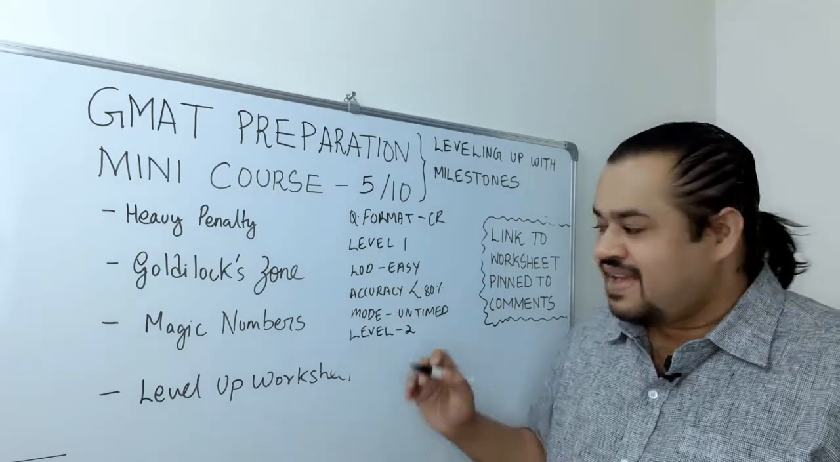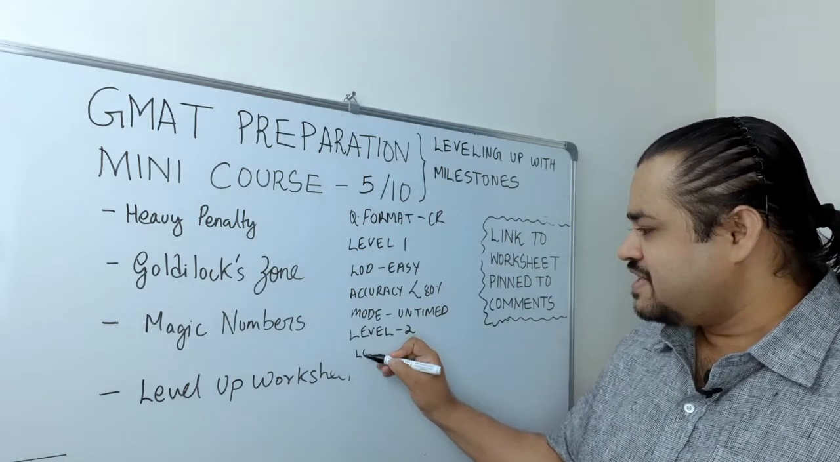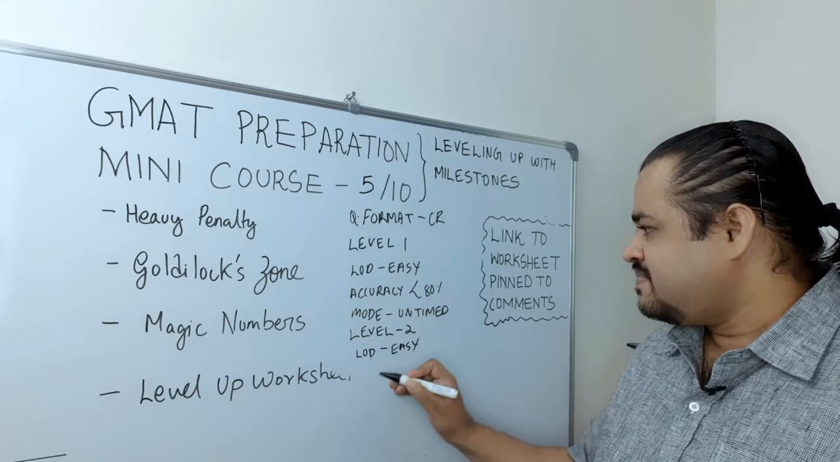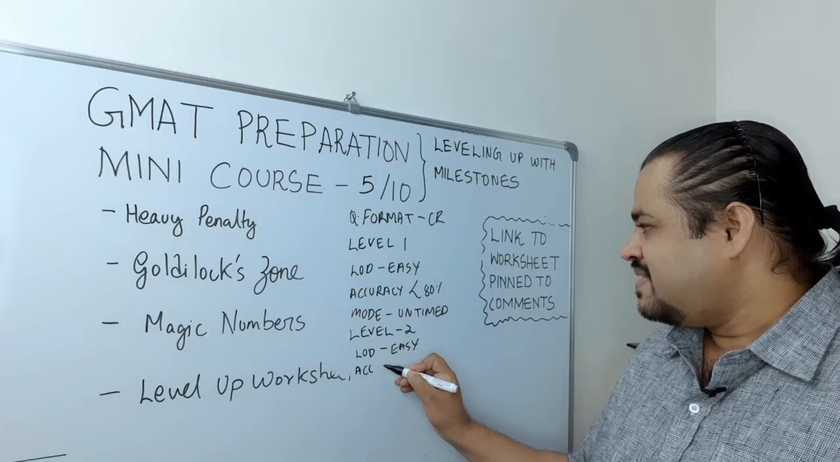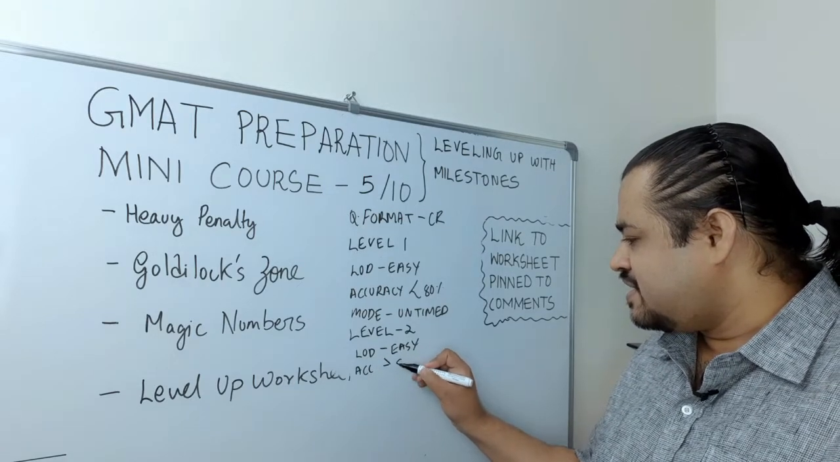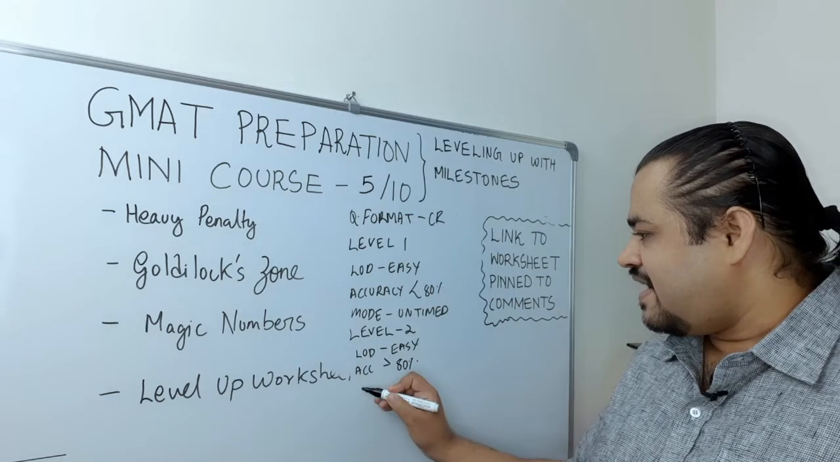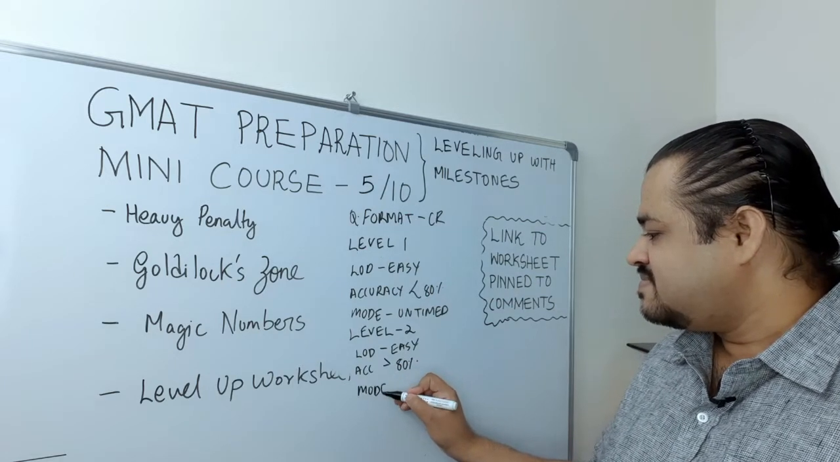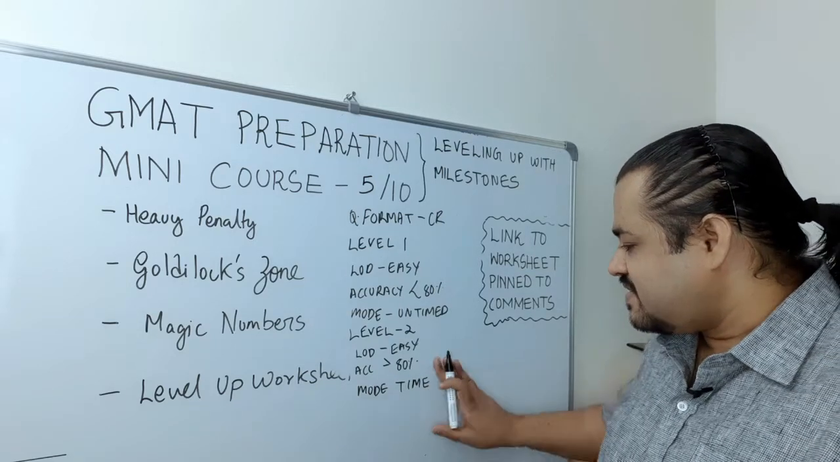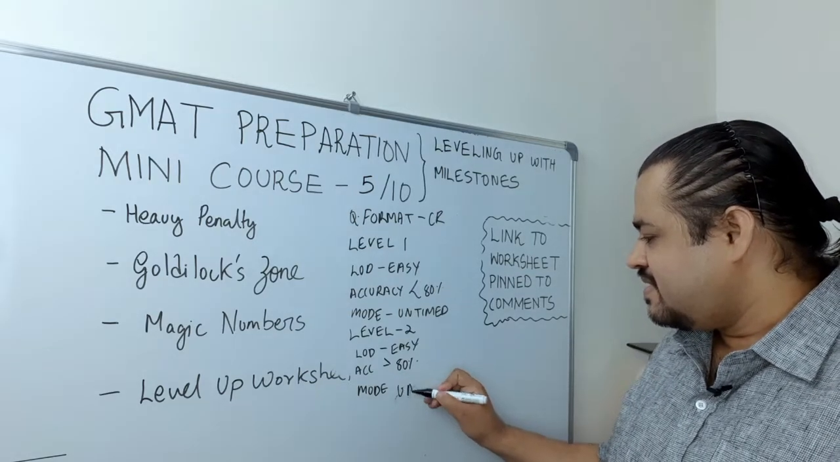Okay. Once your accuracy goes above 80%, then you level up and you reach level 2. And at level 2, everything stays the same. Level of difficulty, easy, and accuracy is greater than 80%, and mode is, again, untimed.